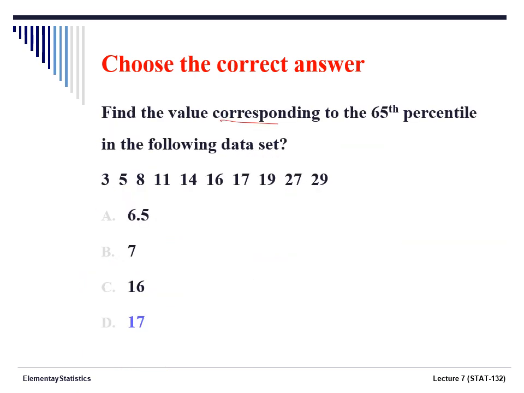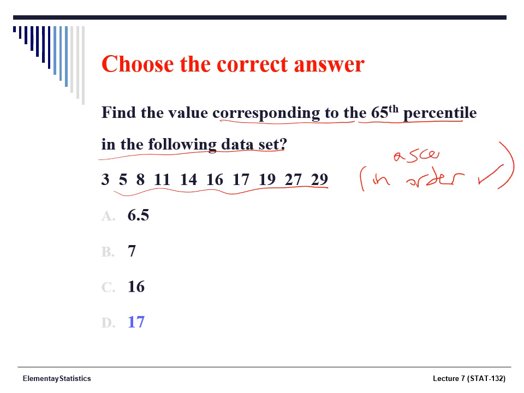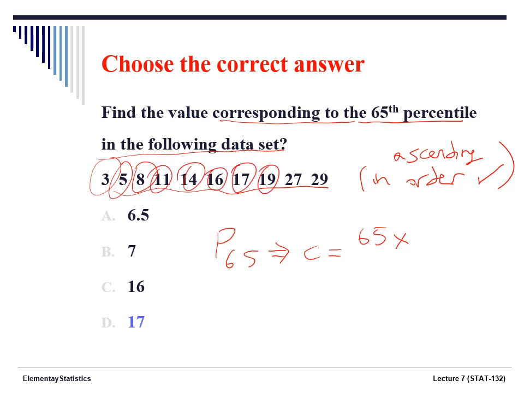Find the value corresponding to the 65th percentile in the following data set. First, you have to check if the data is in order. Yes, it's in order, ascending order. Ascending means increasing order. That's good. So how can you find P65, the 65th percentile? You have to calculate the C value first. It's just 65 times the number of values here, 1, 2, 3, 4, 5, 6, 7, 8, 9, 10, divided by 100, which is 6.5.